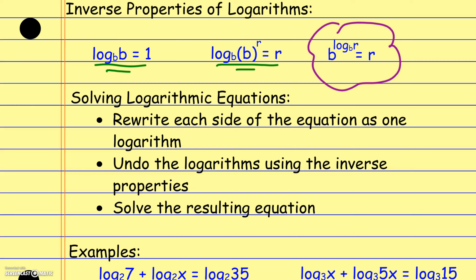Okay, so again, we're going to rewrite it as a single logarithm. We're going to do that using properties of logarithm. Addition of two logarithms becomes multiplication inside the logarithm. Subtraction becomes division inside the logarithm. Multiplication becomes an exponent inside the logarithm. That kind of stuff, all right? We rewrite it so it's one logarithm. Then we're going to undo using that last property that's listed here. Then we're going to solve what's left, okay?